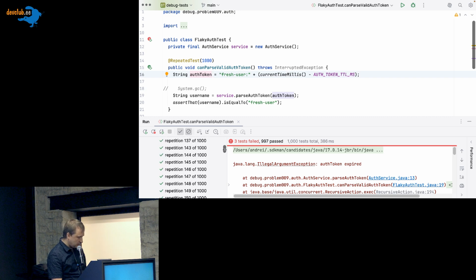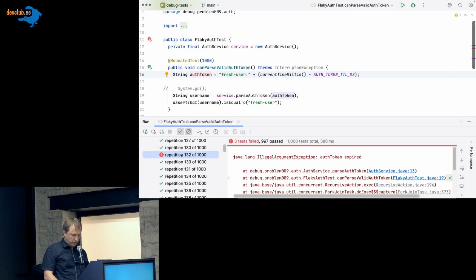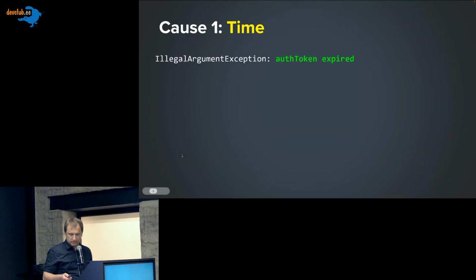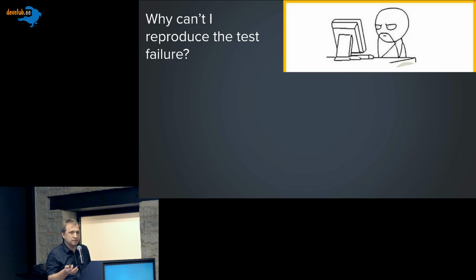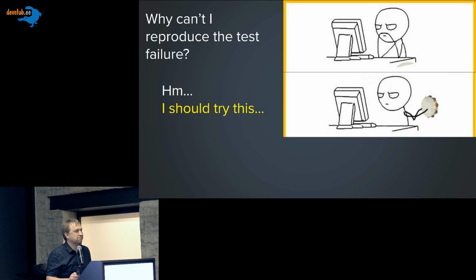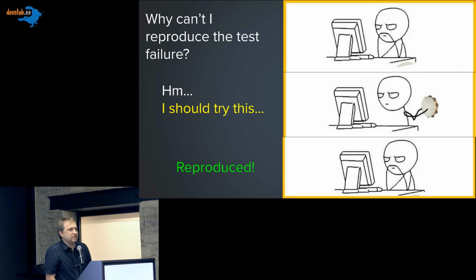Okay, we talked about how to reproduce a test. When people don't think about these techniques, they often see it like this: you are trying to reproduce, you are rerunning. You think, why can't I reproduce a test? Like yesterday I did the same and it failed, but today I cannot reproduce it anymore. And usually, I should try this.